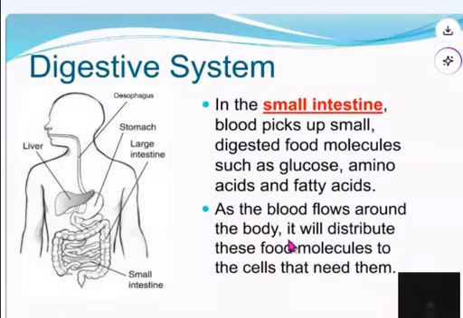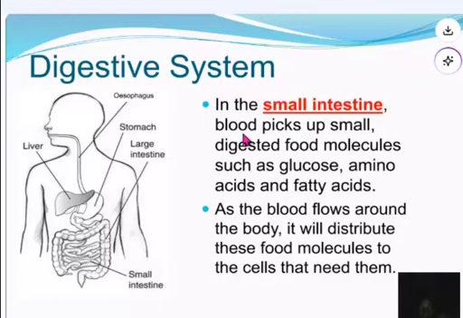Then digestive system. In the small intestine, blood picks up small digested food molecules such as glucose, amino acids, and fatty acids. As the blood flows around the body, it will distribute these food molecules to the cells that need them. That is how digestion occurs. And digestion is the breaking down of complex food substances into small ones that can be absorbed into the small intestine.